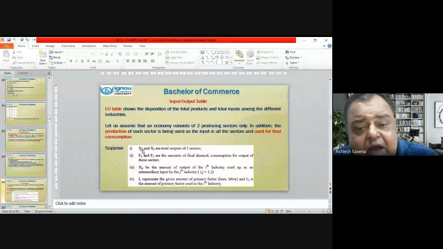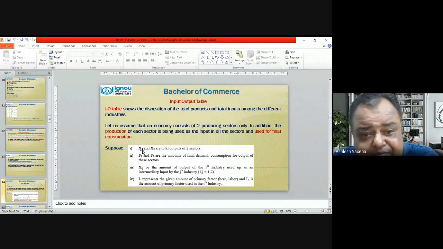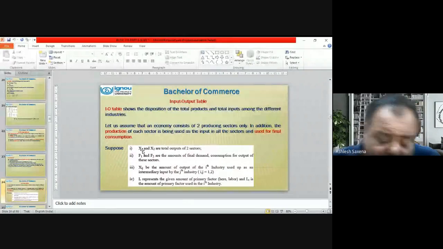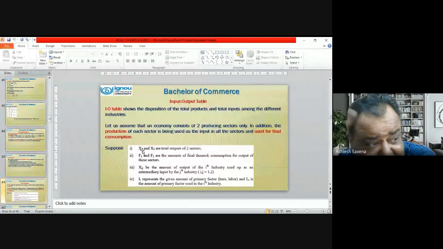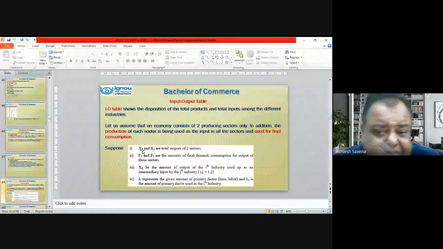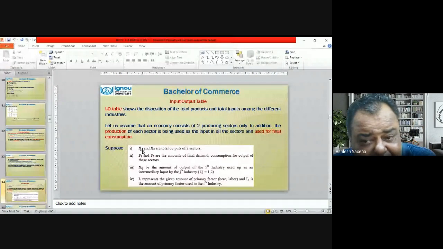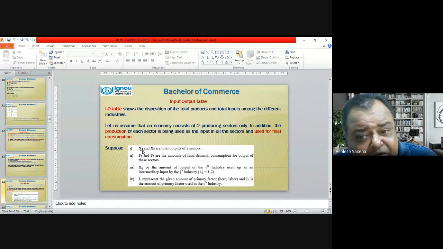Now the thing is how this input-output table is formed. Input-output shows the disposition of the total products and total inputs among the different industries. We assume that the economy consists of two producing sectors only. In addition, the production of each sector is being used as input in all the sectors and used for final consumption. Suppose we have X1 and X2 as the total outputs of two sectors.